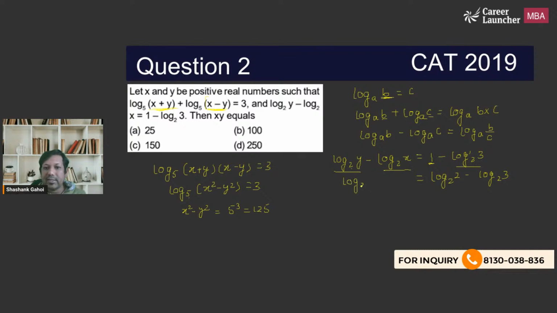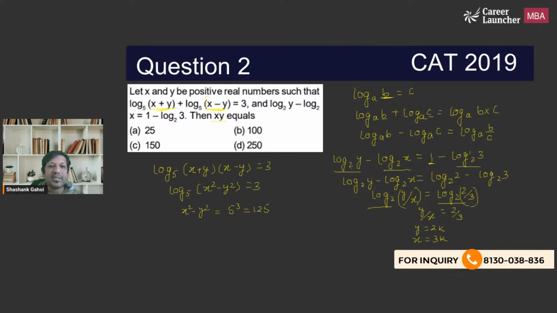So I can say this is log y minus log x, and that is equal to this. So from here I can say that log base 2 of y upon x is equal to log base 2 of 2 upon 3. Now this log base 2 is the same, so y upon x is equal to 2 upon 3, and this is what we are going to get. So y upon x is equal to 2 upon 3. So I can say that y is equal to 2k and x is equal to 3k. These are the values of x and y that we are going to get.